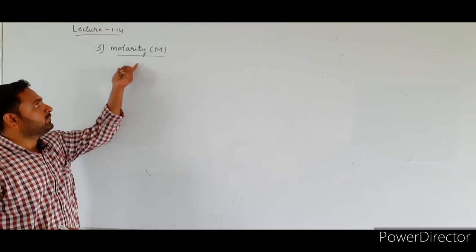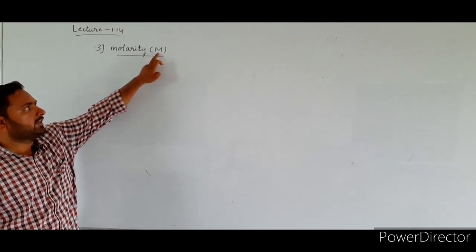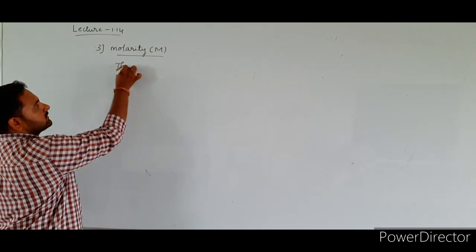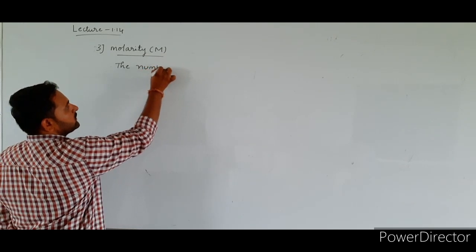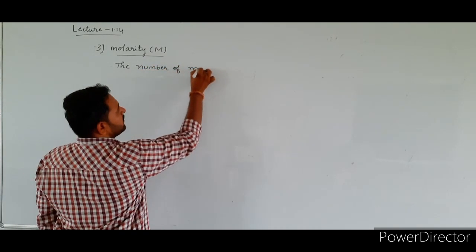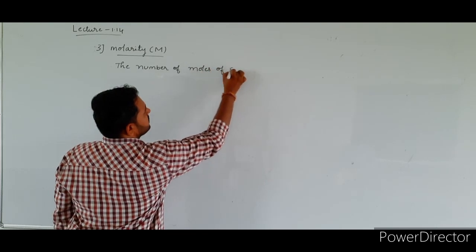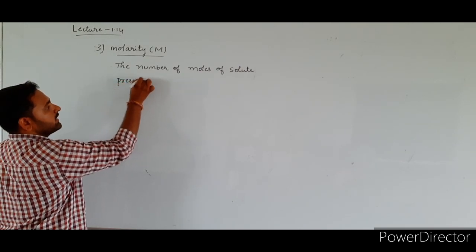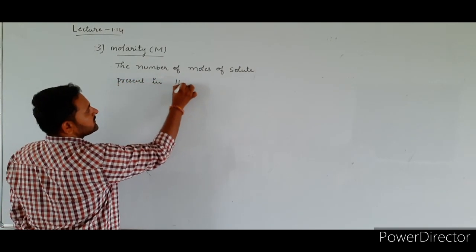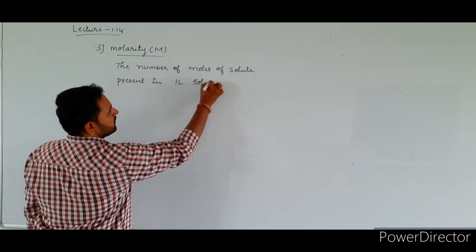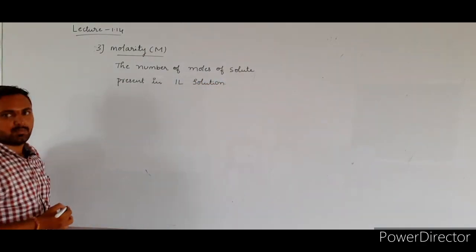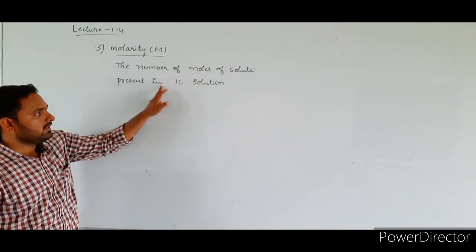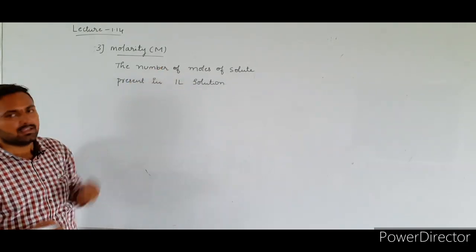The next method, molarity. It is denoted by capital M. What is molarity? The number of moles of solute present in 1 liter of solution is called molarity.